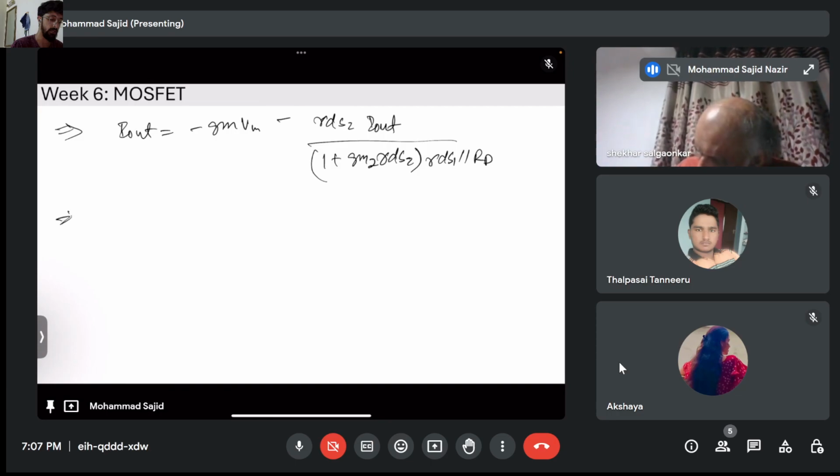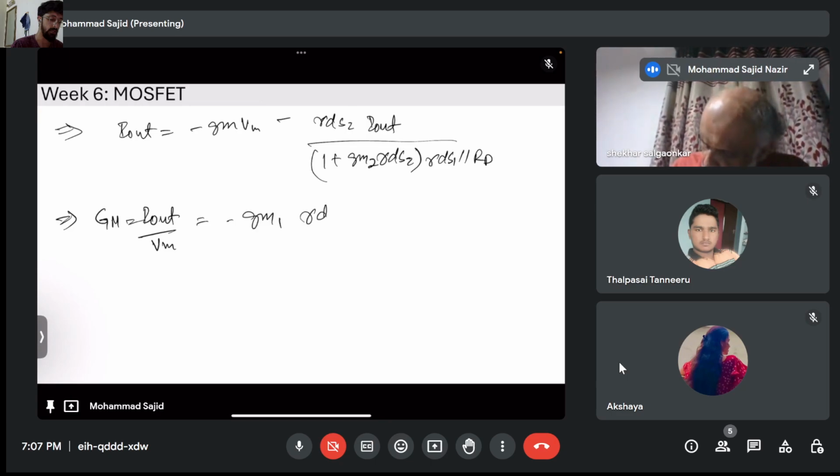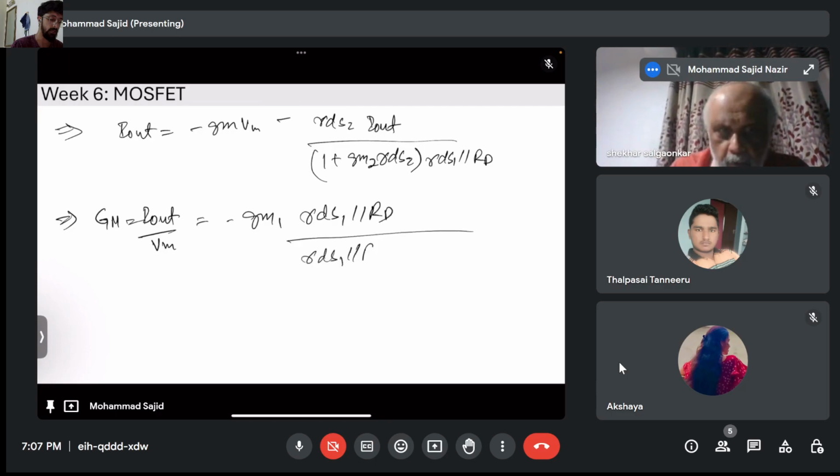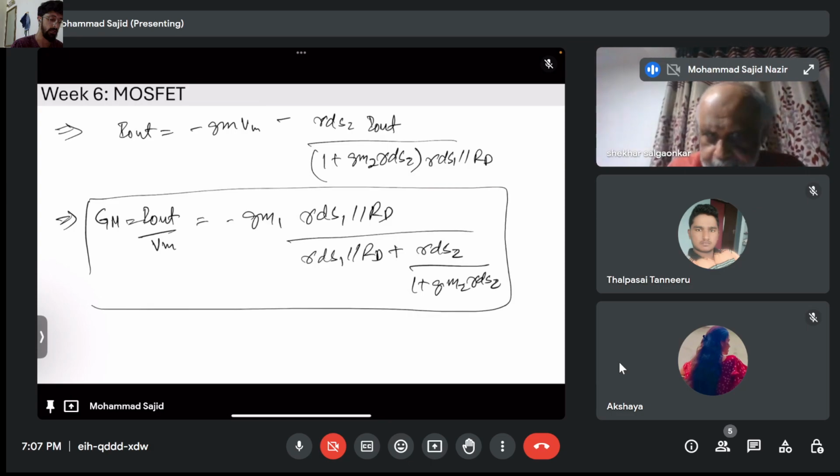Okay, but because we have done it a lot of times, I will just directly write GM now. GM is I output over V in, so it will be this GM1 RDS1. If you have any doubts, solve it at your end also. I hope you will get the same answer. This is your final answer for GM. Okay, so you should put the values in your numericals and you should get the answer.